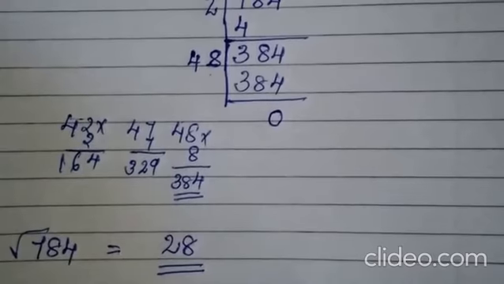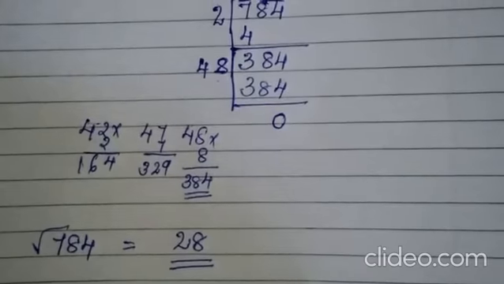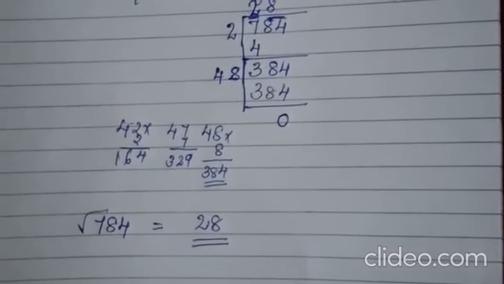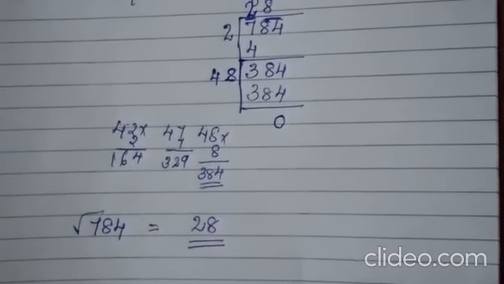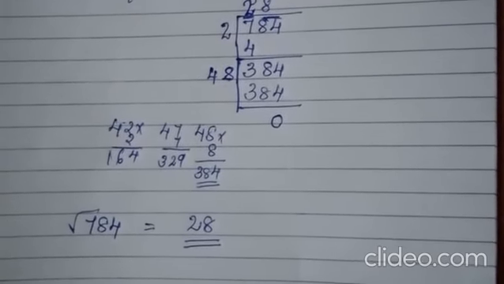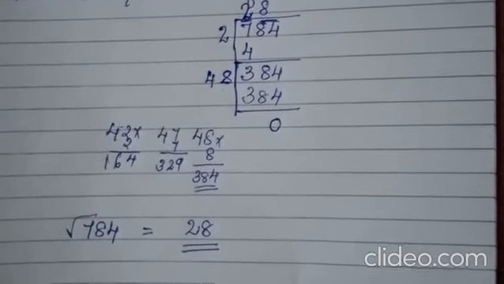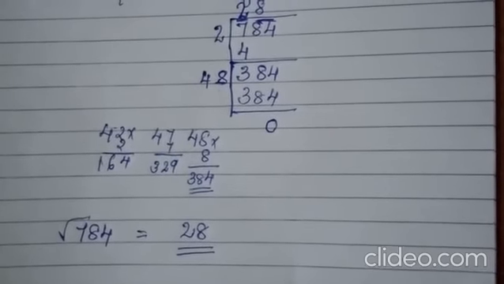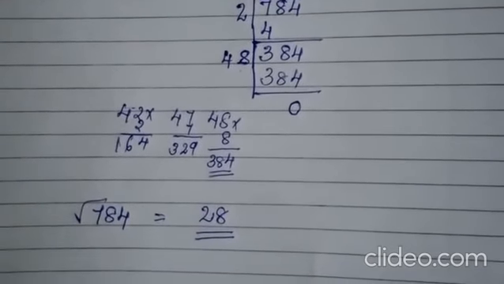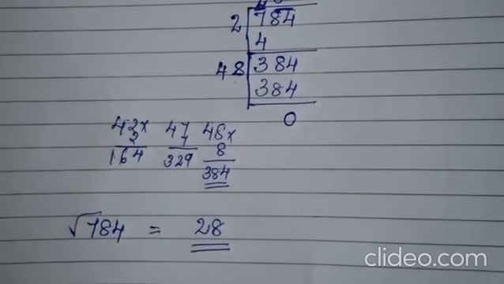First, what we should do? We should put a bar on the number from the right side. Take the pairs. Then first take the number and find which square is suitable for that number. Then bring down the remainder and bring down the other bar number, and take which number is suitable for the square. We should find like that. In this way, we are finding out square root by division method. This is a very easy method for large numbers.